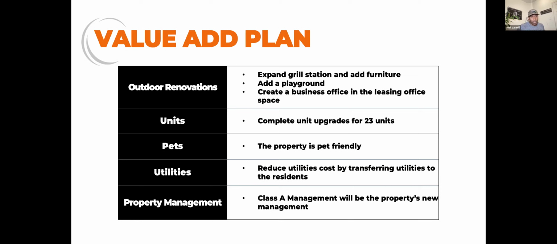We're going to talk a little bit about that. I just want everybody to jot that down because we're going to use it later on and show you how we create value and increase the net operating income and the value of the property itself. Some of the things we like to do when we have a property is, one, we'll start with the outdoor renovations. That means we want to make sure that we are making this building beautiful.